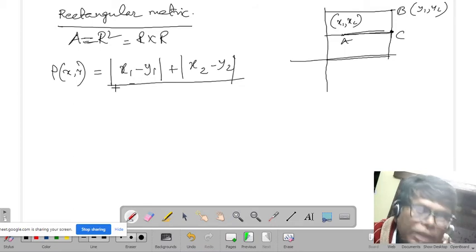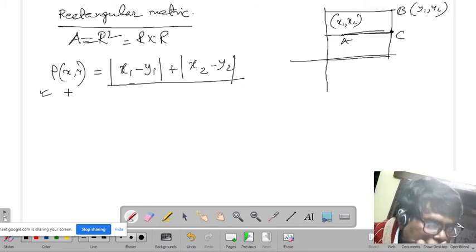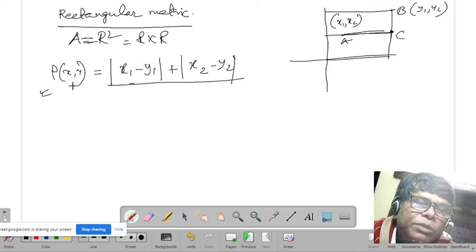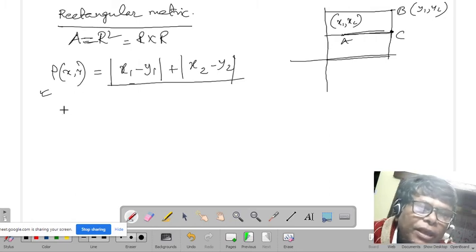Now this also satisfies the metric space properties. That means with this metric, A and rho form a metric space.